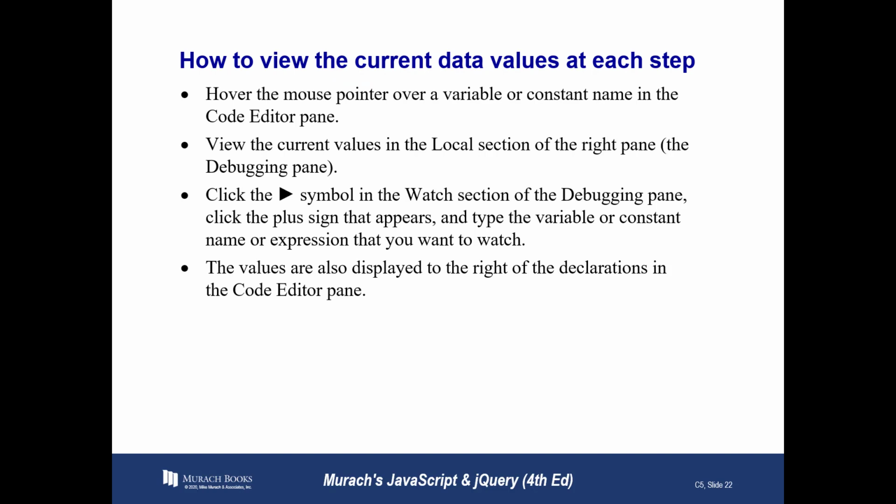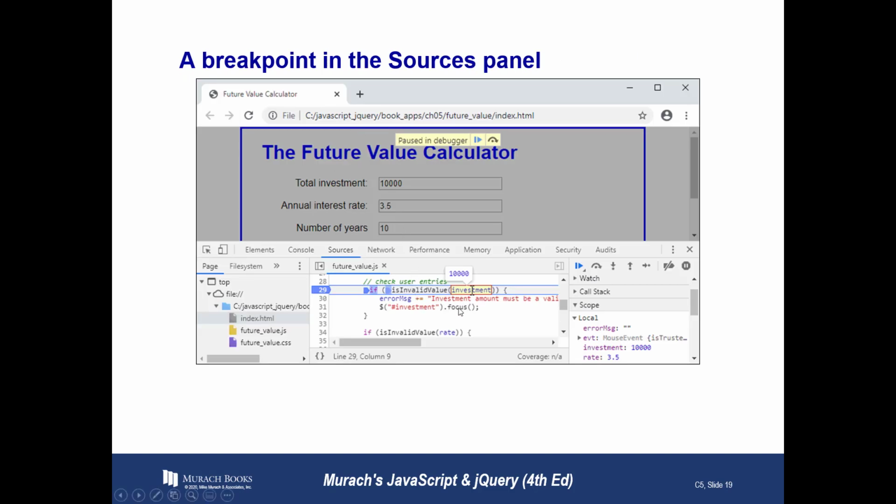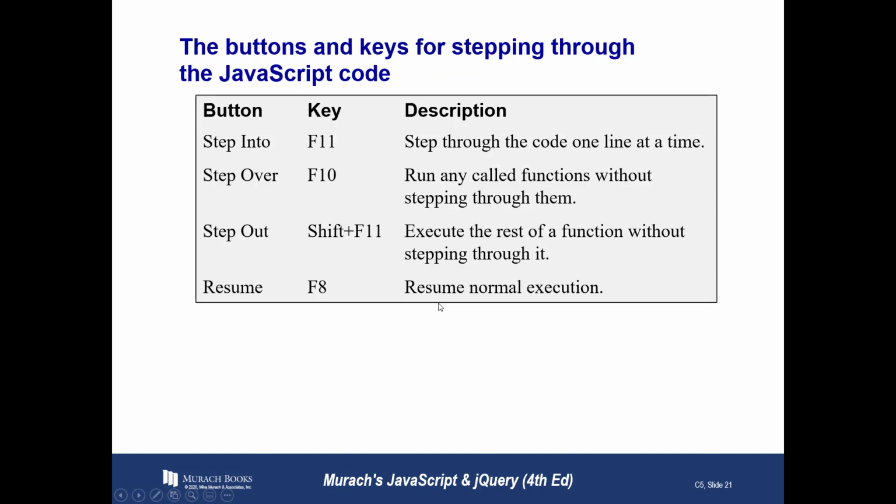All right. How to view the current data values at each step. Take your mouse and put it over whatever it is in the pane that you're looking for. So you can put it over this.